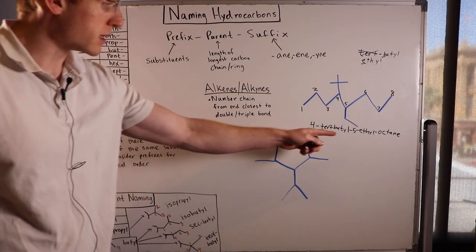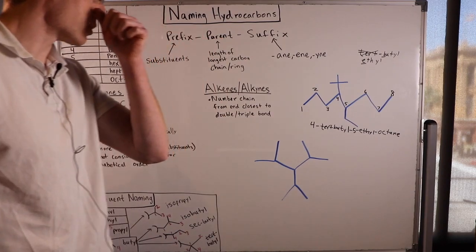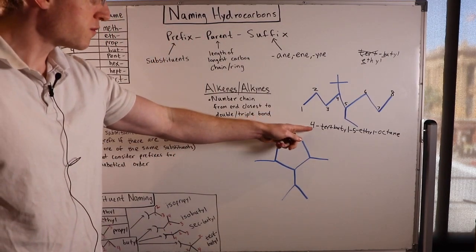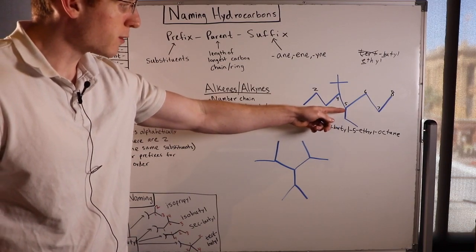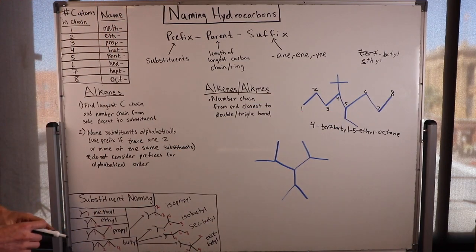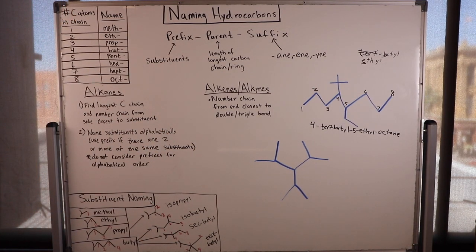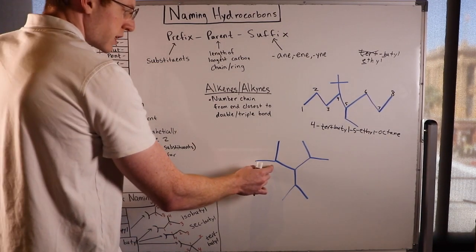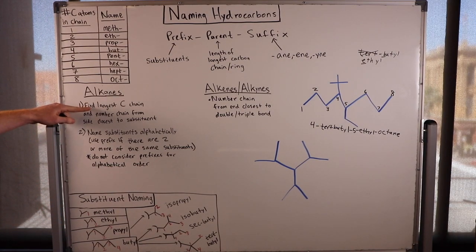We know that it's an 8-carbon parent chain, and it's an alkane, so they're all single bonds. Then at carbon 4, we would have a tert-butyl group, and at carbon 5, we would have an ethyl group coming off of it. Those are the substituents, okay? So what about this next one here? Well, that's kind of a cool looking molecule, isn't it? But we know that it's an alkane, and that's because they're all single bonds. So let's try to find the longest carbon chain and number from the side closest to a substituent.